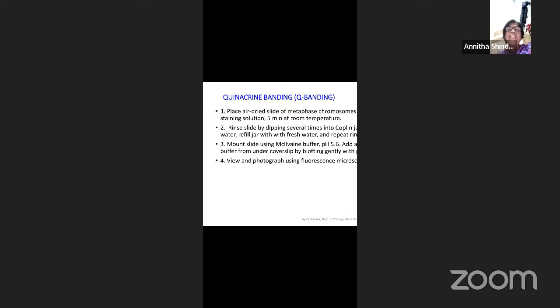Similarly, there are different types of banding techniques I told you about. For Q banding, quinacrine banding, you have to use this. The materials required here are an air-dried slide of metaphase chromosomes and a quinacrine staining solution. All these you need to have to go for Q banding. This is the procedure, and those are the materials required.